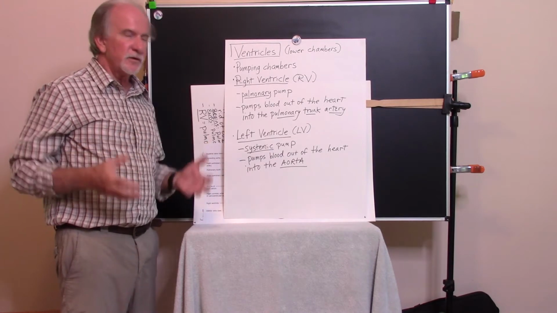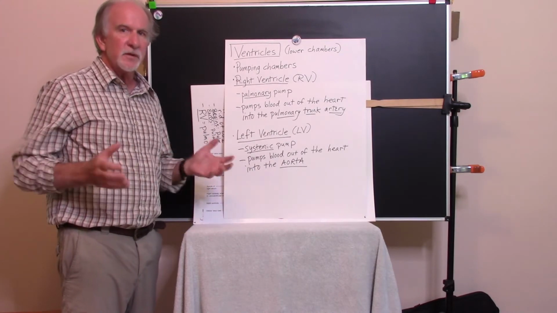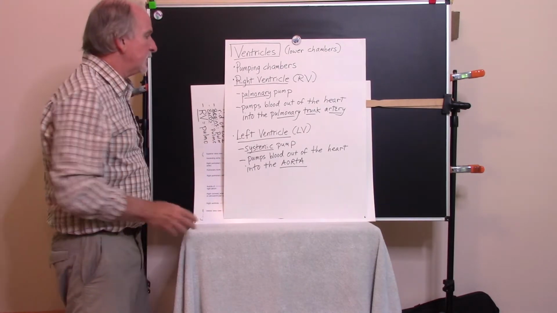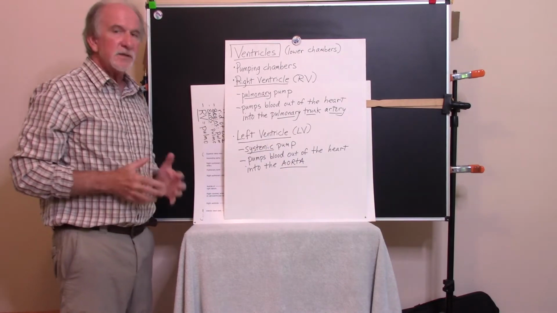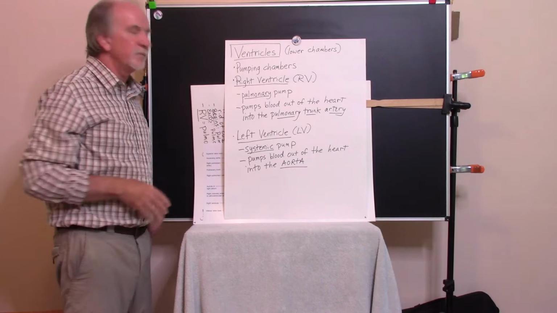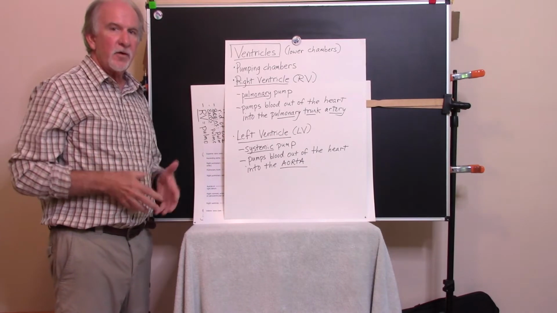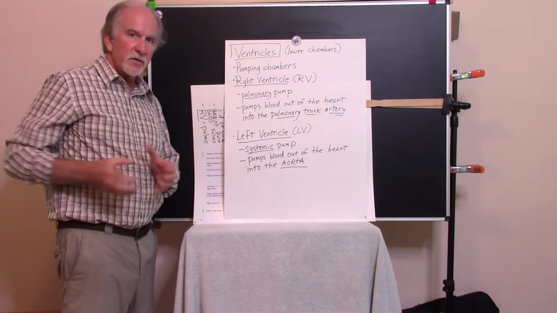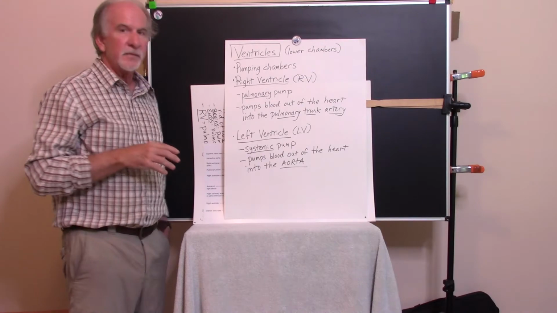usually just called the pulmonary trunk, that delivers blood into the pulmonary circuit, or a circuit of blood vessels associated with the lungs. The left ventricle, which I'll abbreviate LV, is sometimes referred to as the systemic pump. And when the left ventricle contracts, it pumps its blood out of the heart into an artery called the aortic artery, usually just called the aorta, and from there into the systemic circuit.